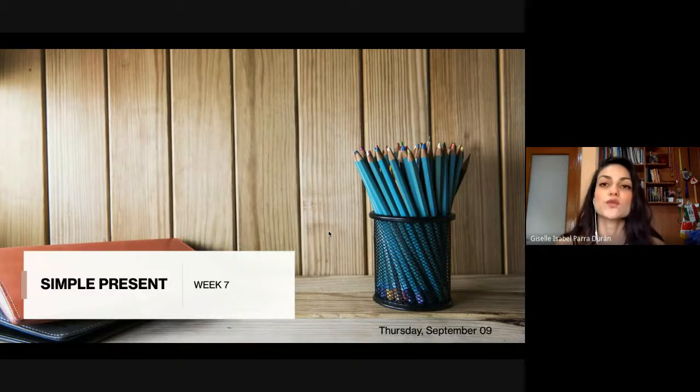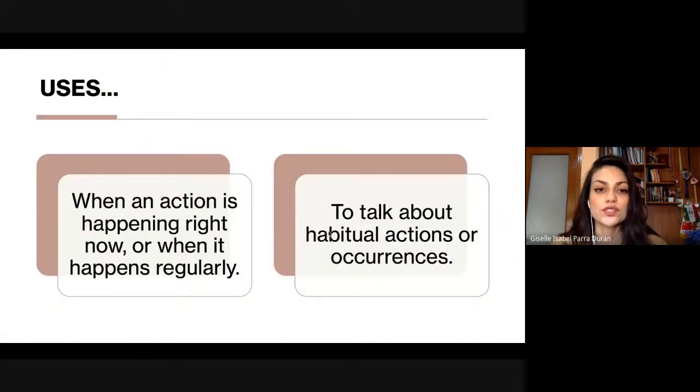The topic for this week is a little review of the simple present. Remember that we use the simple present when an action is happening right now, in this moment, okay? Also, we use it to talk about habitual actions or occurrences that happen regularly. For example, a routine, okay?